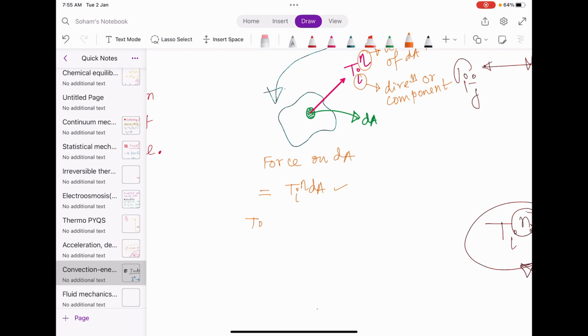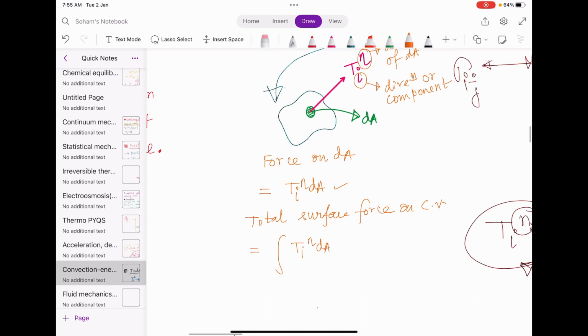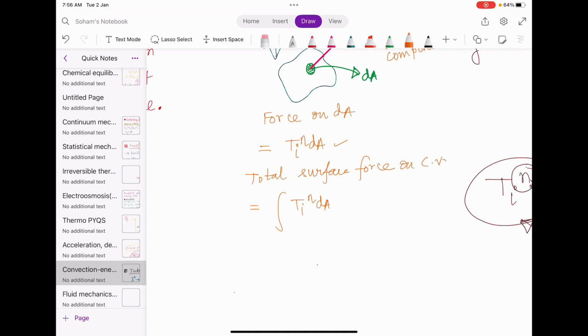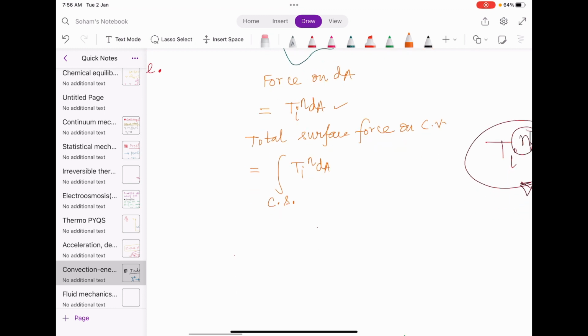So the total surface force on the control volume will be the integration of t_i^eta dA over the control surface, not over the control volume, because it is a surface force acting only on the surface. So this will be the force.